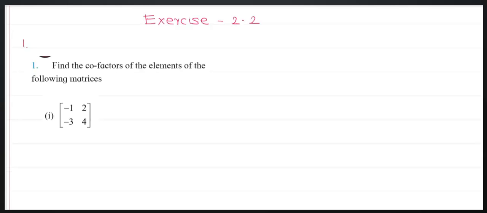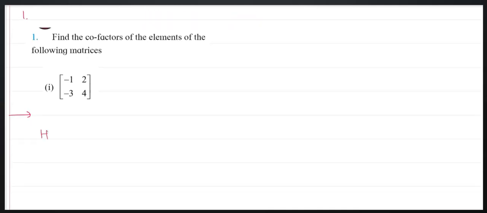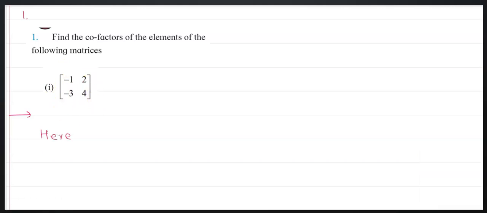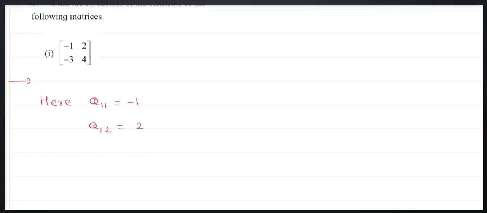Exercise 2.2. The first example: find the cofactor of the elements of the following matrix: -1, 2, -3, 4. Now see this here. A11 is equal to -1, A12 is equal to 2, A21 is equal to -3, A22 is equal to 4.